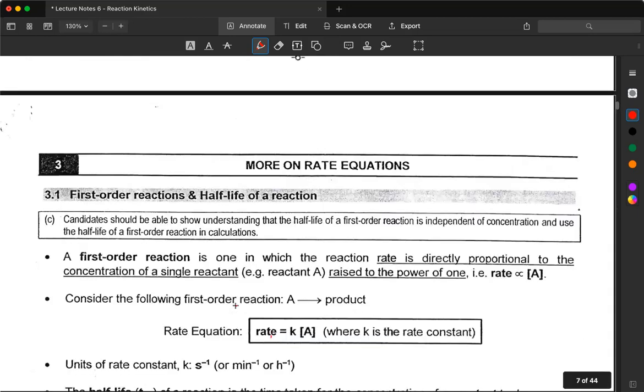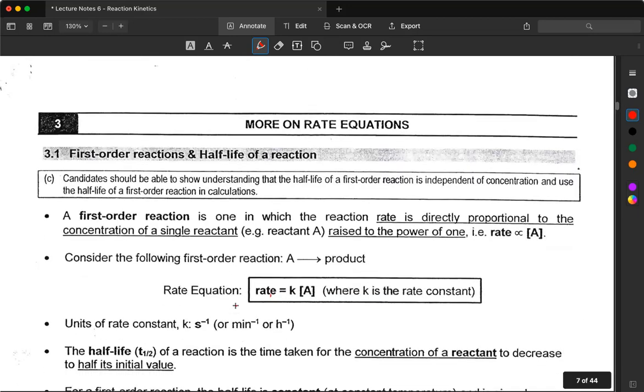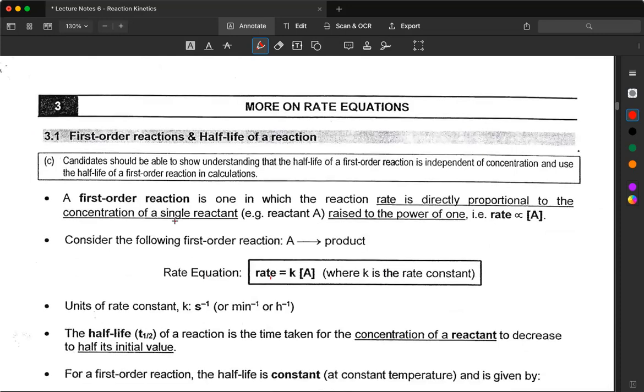Now, let's look into the details of first order reaction as well as half-life. A first order reaction is one in which the reaction rate is directly proportional to the concentration of a single reactant raised to the power of 1, like this. So consider the first order reaction.